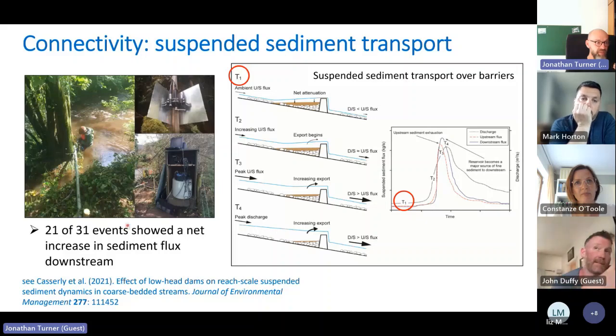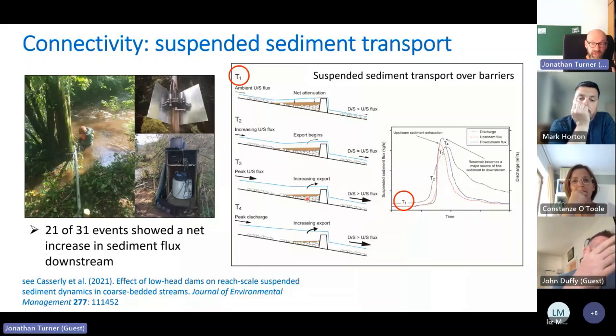So we had 31 events where we had really clean data. And of those 31 events, 21 showed a net increase in sediment flux downstream. So we've got sediment coming in, and then downstream in that same event, we've actually got more sediment than we would expect. And what we believe was happening there, shown here schematically, is during these storm events, during these more extreme events, we're actually getting net export coming from behind the weir structure. So the weir structures themselves become a local source of fine sediment.